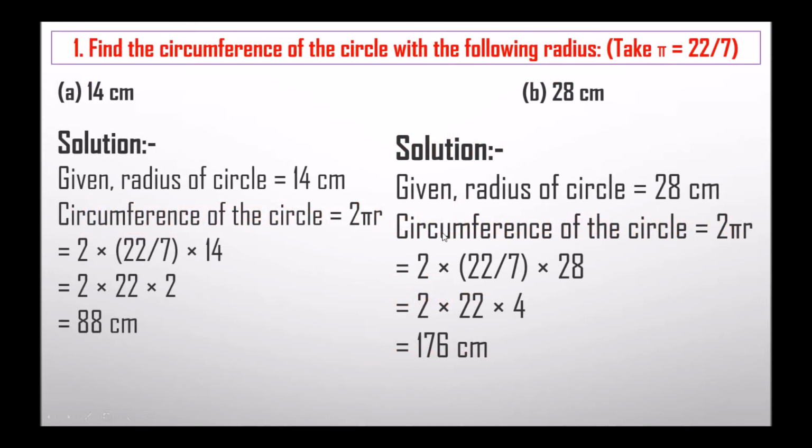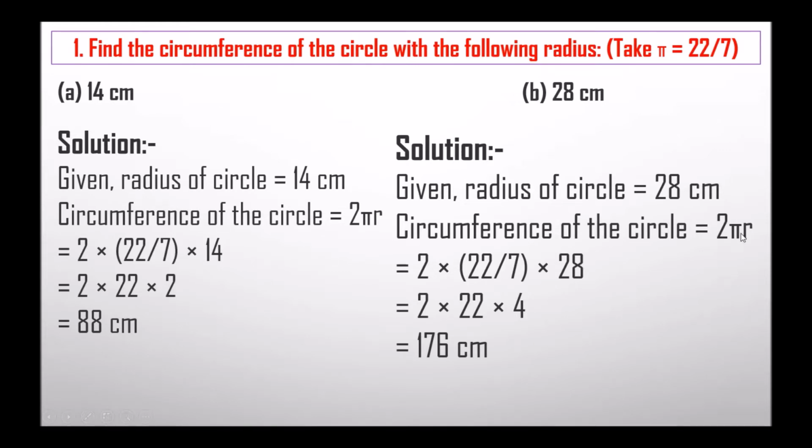The first question is find the circumference of a circle with the following radius. Take pi equals to 22 upon 7. 14 centimeter radius is given. So radius of a circle is 14 centimeter. Circumference of a circle is 2 pi r. So 2 into 22 upon 7 into 14. So 7 and 14 we can cut. So 2 into 22 into 2, that is 88 centimeter.